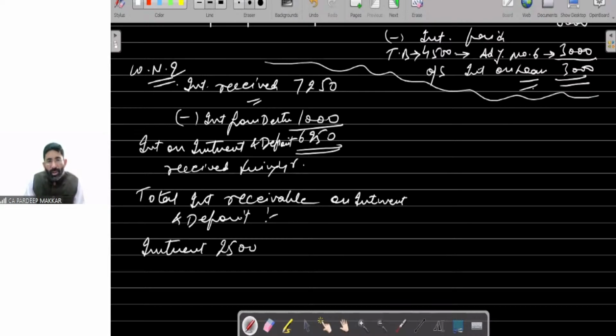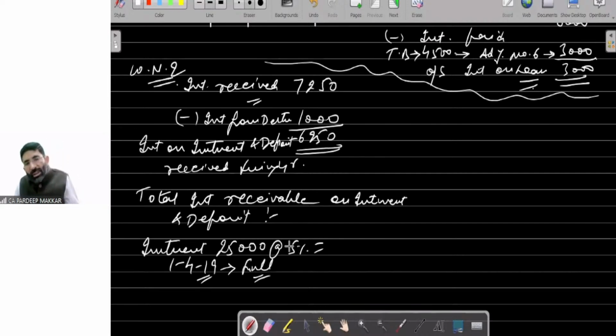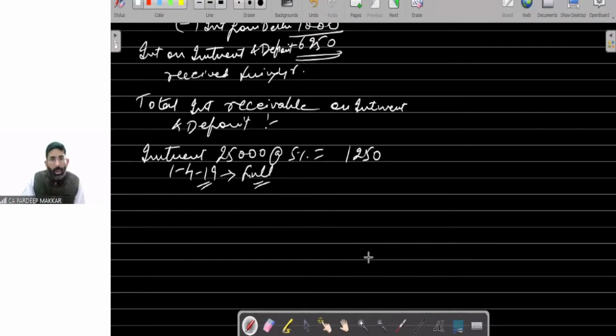25,000. Interest is at the rate of 5% on it. This investment was purchased on 1st of April 2019, so the interest for the full year will be chargeable, receivable from him. So on this, the full year's interest should come. So it will be 1250. This will be for the full year because you purchased it on 1st April.